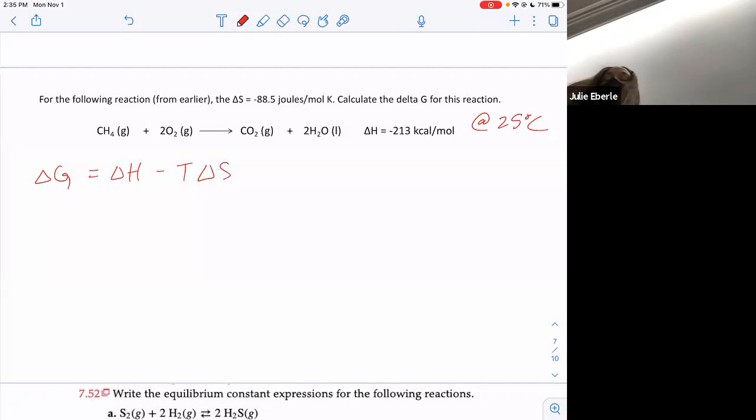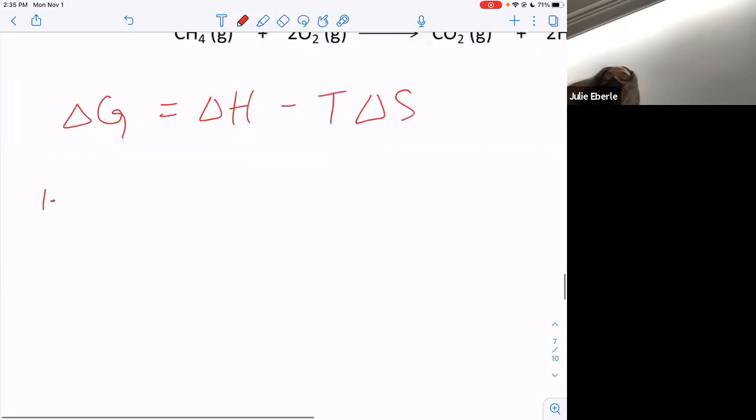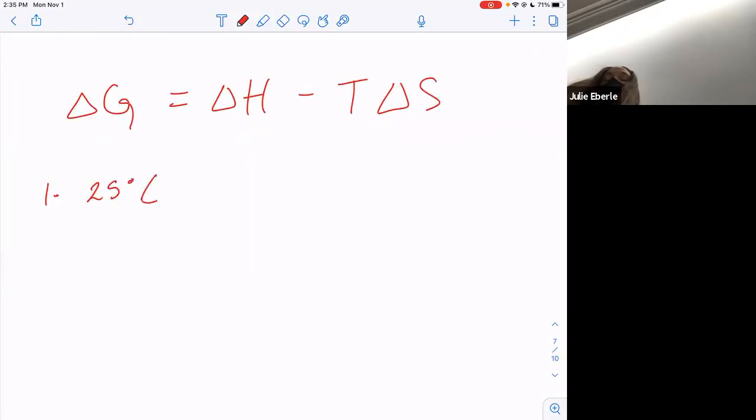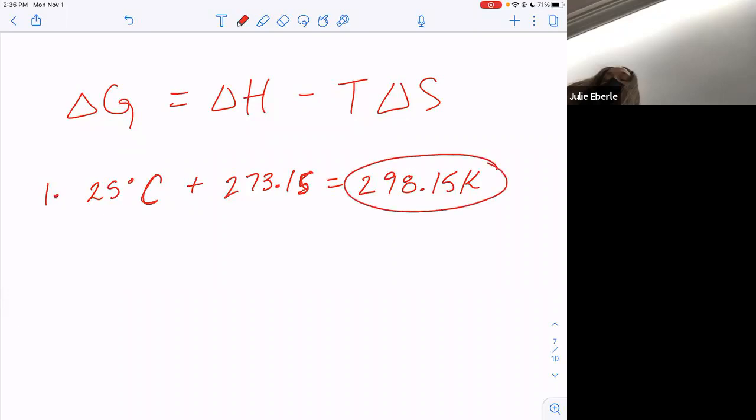So what's the first thing we need to do? Convert to Kelvin. Step number 1: 25 degrees Celsius plus 273.15 equals 298.15 Kelvin. You better have that memorized, and don't forget the 0.15. Now we have our temperature. What's the second thing I need to do?